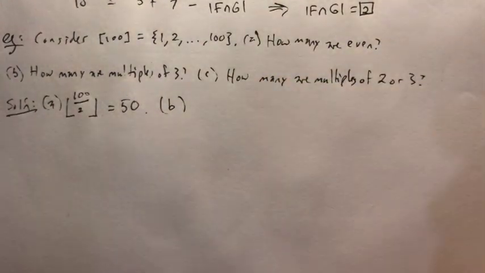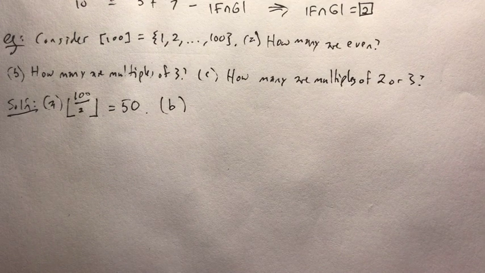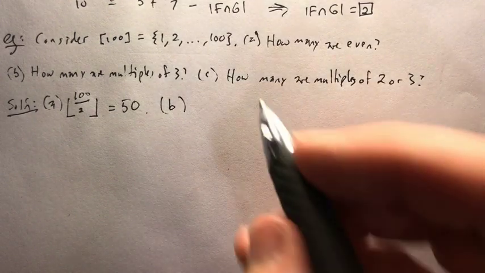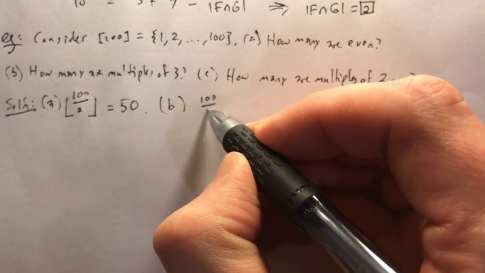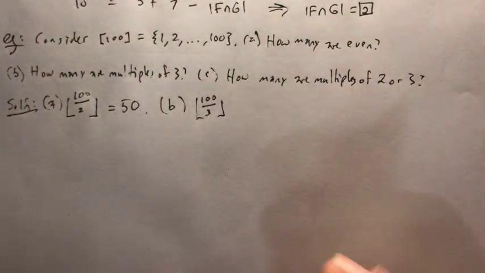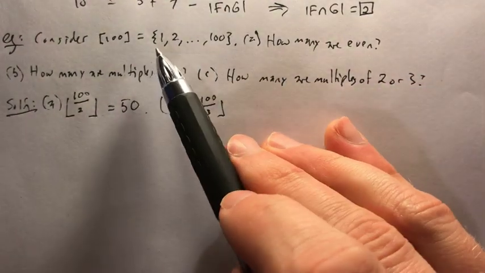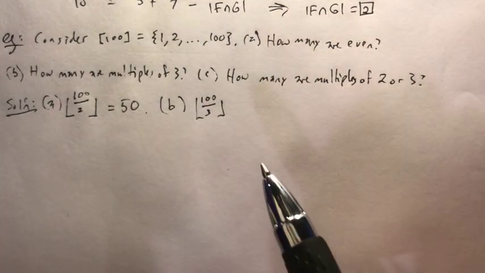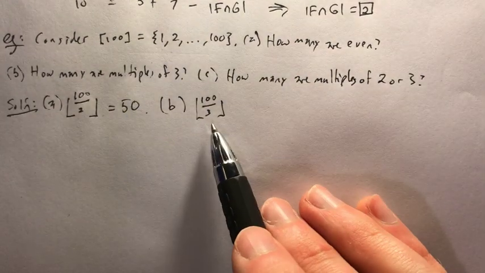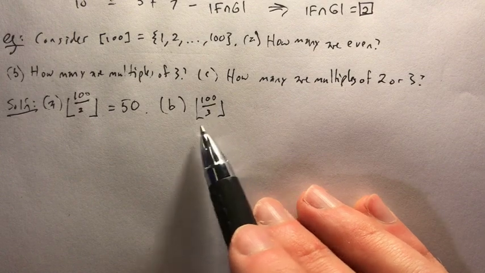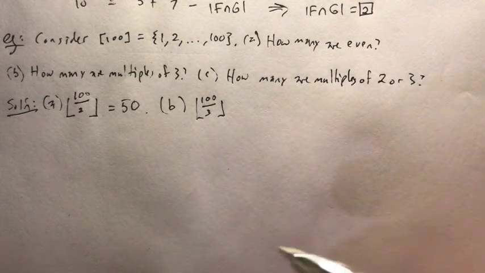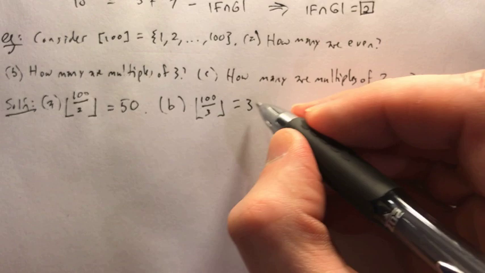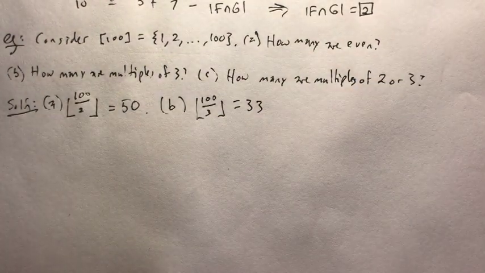Part B, how many are multiples of 3? Well, again, we're going to take 100 and divide it by 3 and take the floor. And why are we taking the floor? Because the first one is not a multiple of 3, the second one's not a multiple of 3, the third one's a multiple of 3. So I'm looking for the number of triples, but I'm rounding down. It only counts if I get an even multiple of 3, right? So this should be 33 multiples of 3.